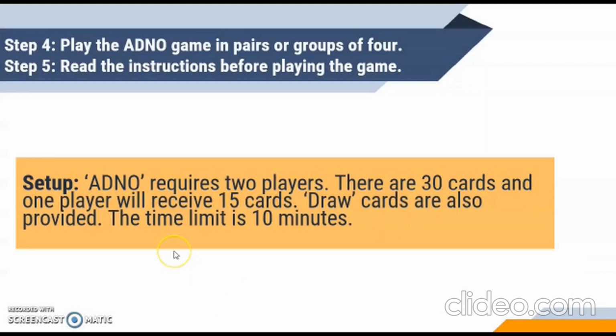Okay, next one, step 4. They have to play the ADNO game in pairs or groups of 4. And before doing that, they have to read the instructions. Here is the setup.